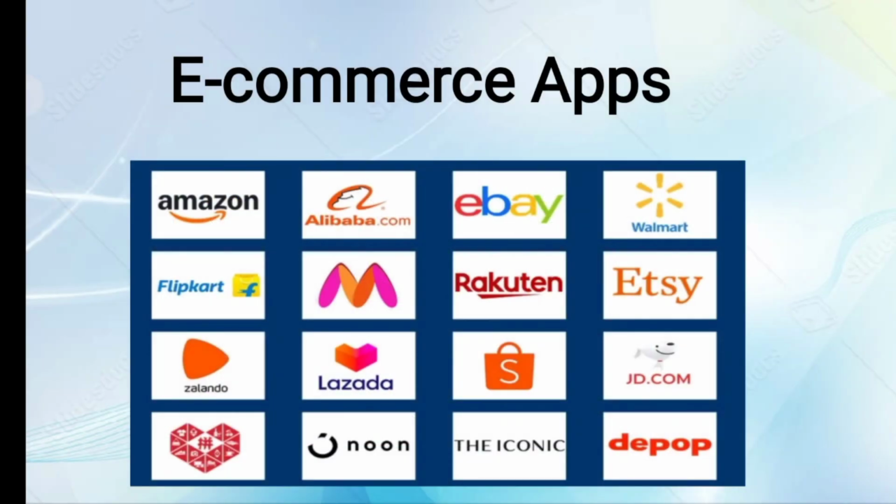Next is e-commerce apps. These apps are aimed at people buying and selling things online. These apps are very convenient to use as you can now buy or sell anything while sitting at your home. Some examples are e-commerce websites like Amazon, Flipkart, Blinkit.